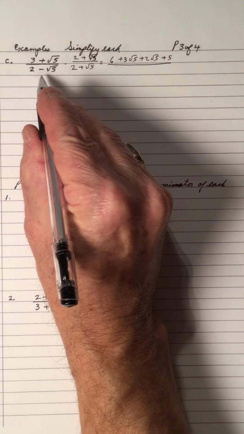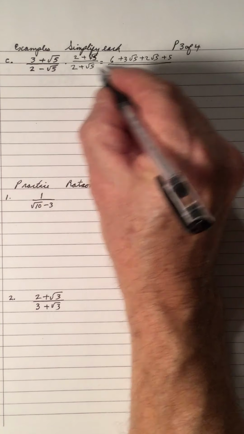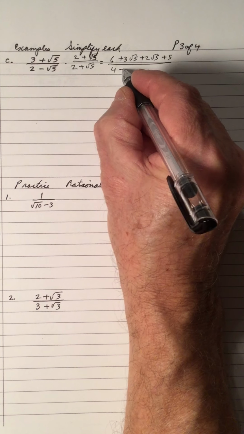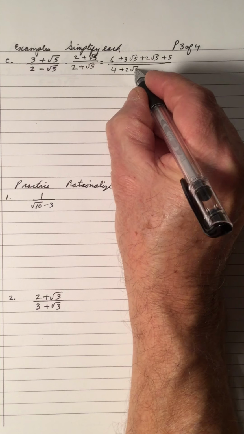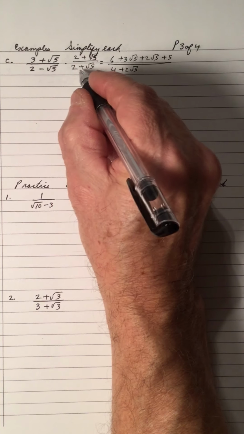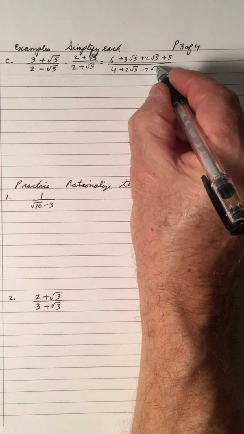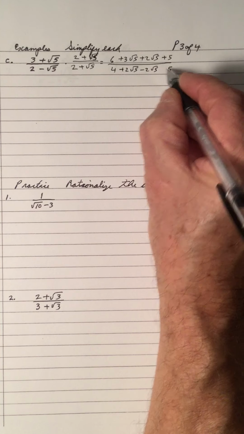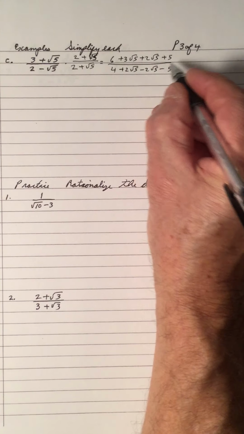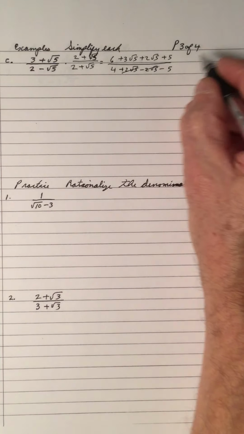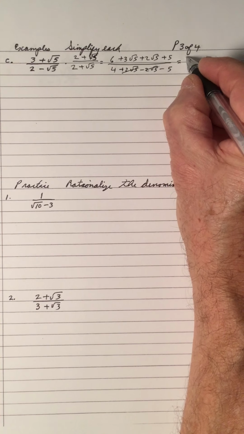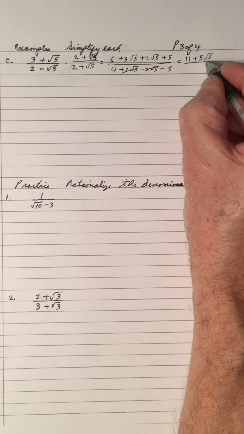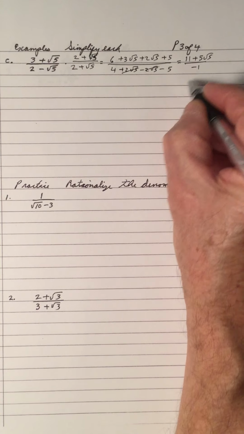And again, if you want to do FOIL on the bottom, let's go. 2 times 2 is 4. 2 times root 5 is a positive 2 root 5. Negative root 5 times 2 is negative 2 root 5. And root 5 times root 5 is 5. And a negative times a positive is a negative. Remember, they cancel out. And that gives us 11 plus 5 root 5 all over negative 1.